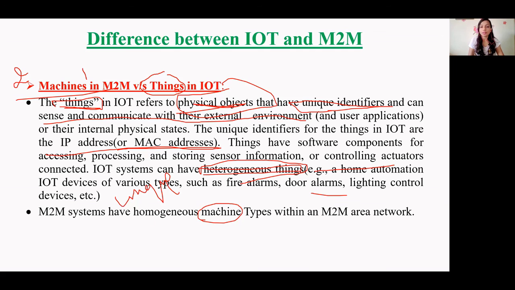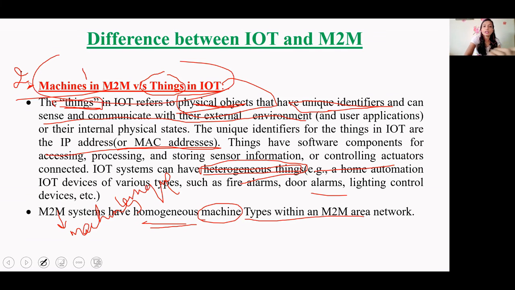Whereas in M2M, what will be there? IoT will have things, here machines will be there. Okay, so here machines will be there, and how will it be? Homogeneous. Okay, and it will have machine types within an area network.